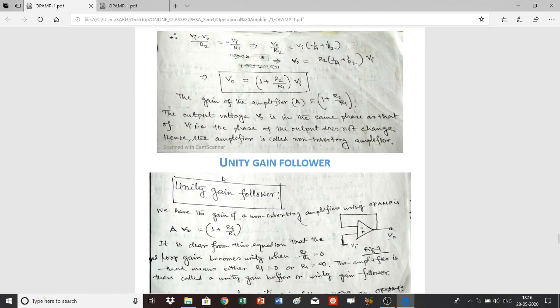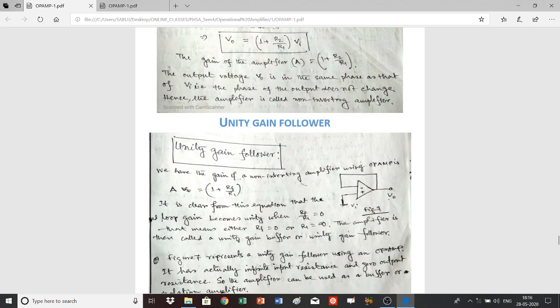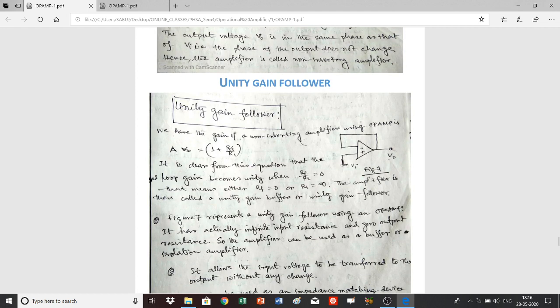Now we come to the unity gain follower, and you see here that the gain of the non-inverting amplifier is equal to 1 plus R2 by R1, which is also written as 1 plus Rf by R1. Now, if you consider that Rf by R1 is equal to 0, then A will be 1, and then the amplifier will be called a unity gain follower. In that case, since Rf by R1 should be made 0, that means either Rf is equal to 0 or R1 is equal to infinity.